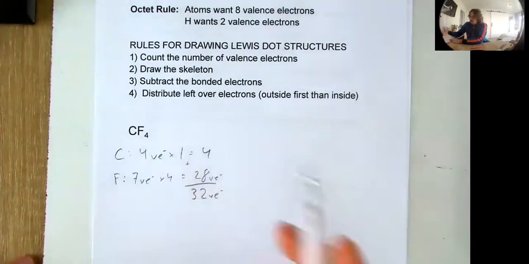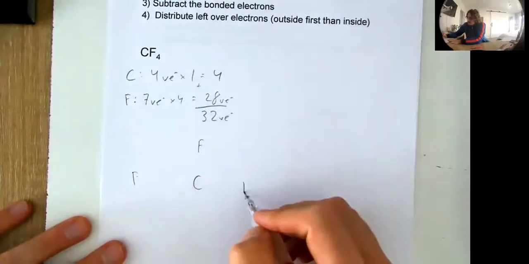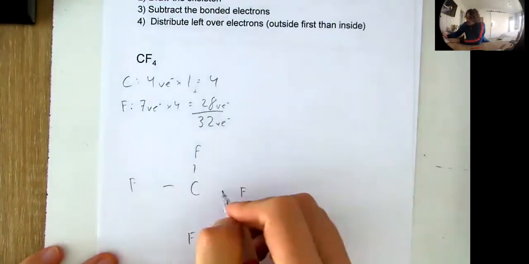Carbon's going to go in the middle. That's one of our rules. So here's carbon, and we'll put the fluorines on the outside. The more electronegative atoms will be on the outside of the molecule. They'll be physically located on the outside of the molecule. Okay, so let's connect them with single bonds.